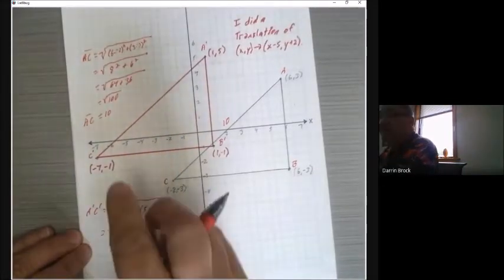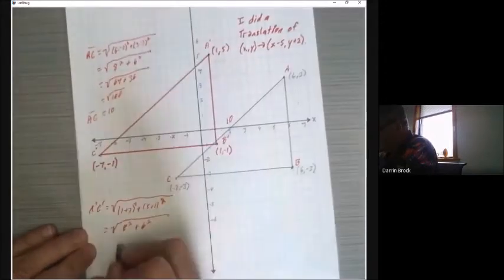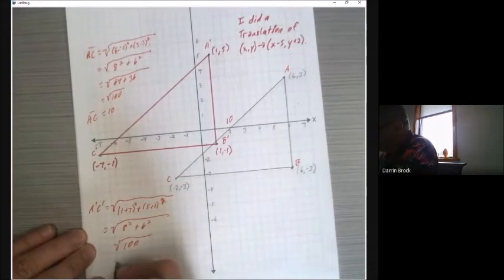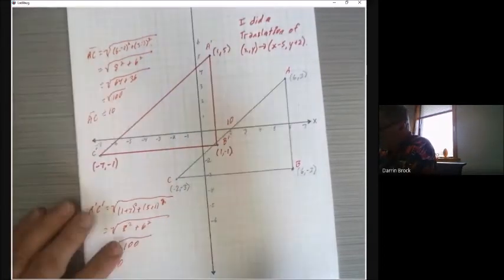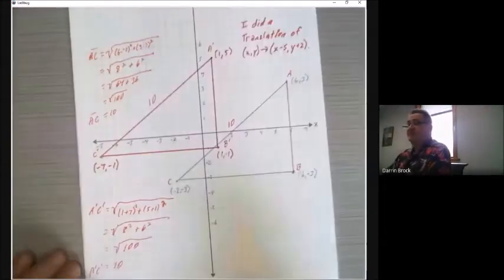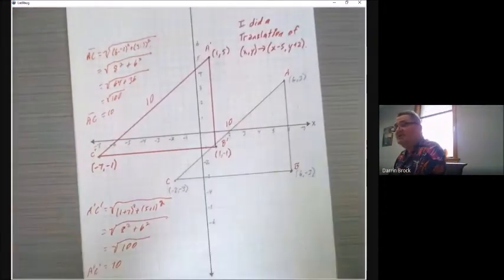which is what we had up here. So we're going to end up with the same thing. So that's the square root of 100, and that is going to be 10. So I've shown with the distance formula that this is also 10. That one's 10, this one's 10. When it translated, it did not change.